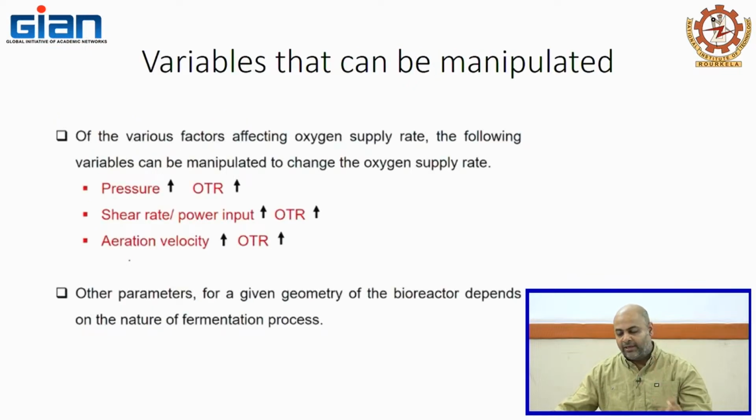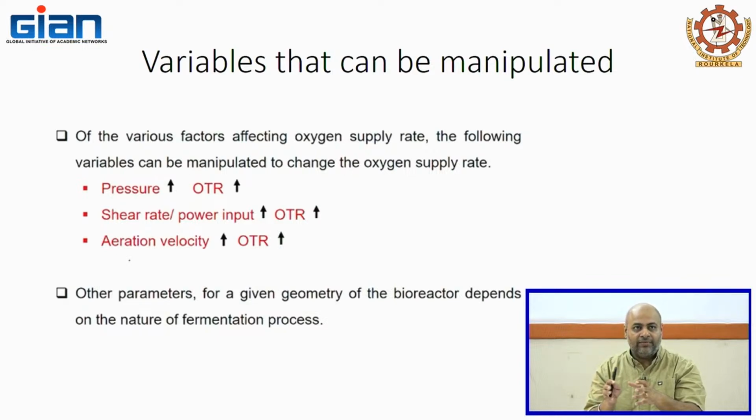Now, the variables that can be manipulated majority of the times are your pressure. If you increase the pressure, you are basically going to increase your OTR. Shear rate and power input, that means more agitation, you are increasing the OTR. We have already discussed this idea. Aeration velocity will increase your OTR. So, there is a relationship between aeration rate and your agitation rate that can be studied for different mediums.